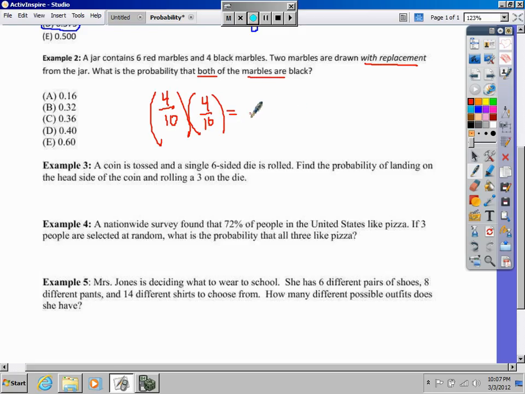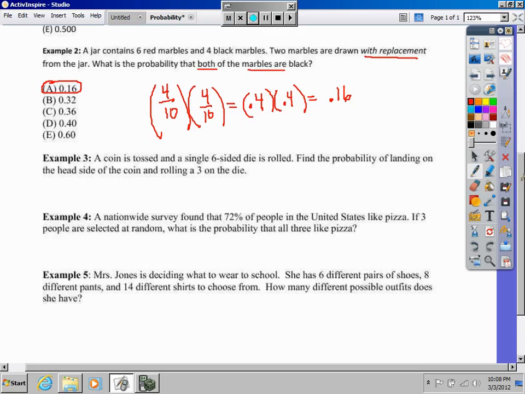So technically it's 4/10 times 4/10, and when I multiply that together, I get 16/100, which is 0.16. So the probability that both of them are going to be black is 0.16. Notice that because it's with replacement, we're still dividing by 10 even on the second marble. If it were without replacement, then you would divide by 9 because the first marble is no longer in the jar.